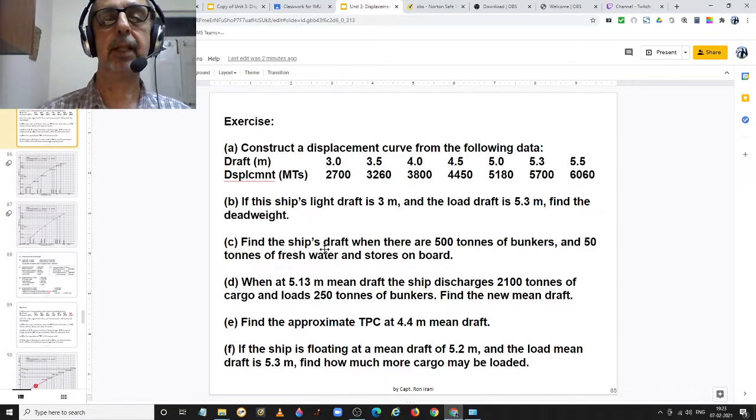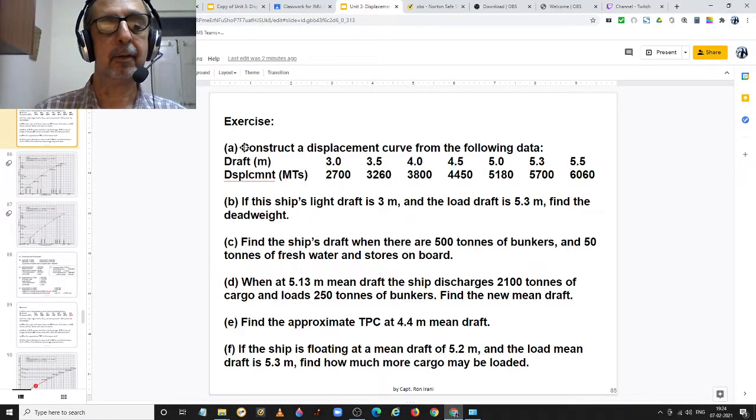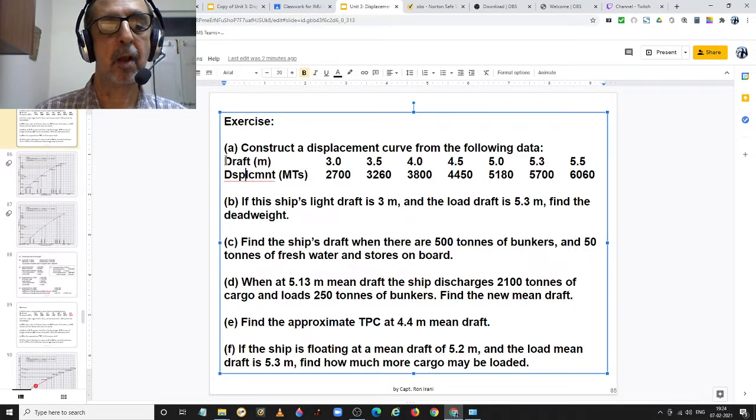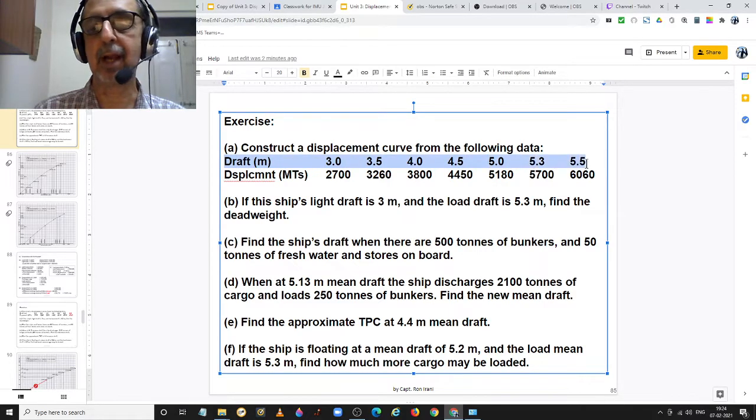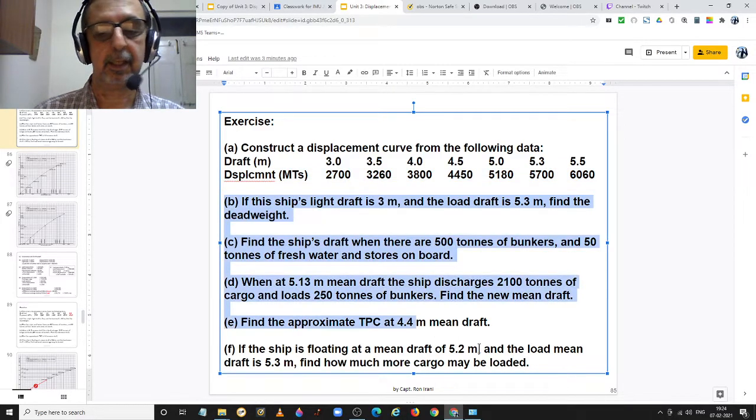In this presentation, I am going to show you how to draw a graph, and the graph is draft versus displacement. The data from which we will be drawing the graph is presented here. On the y-axis, we will have the draft, which is ranging from 3 meters to 5.5 meters. And on the x-axis, we will have the displacement, which is ranging from 2,700 metric tons to 6,060 metric tons. We have to find the following data from our graph.